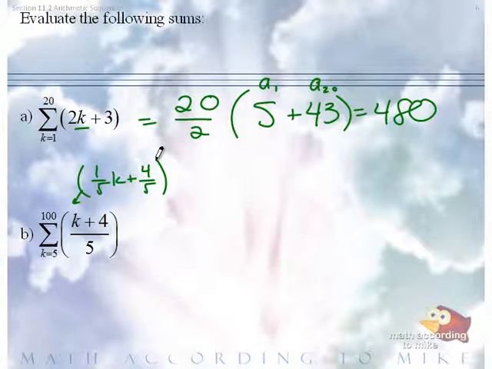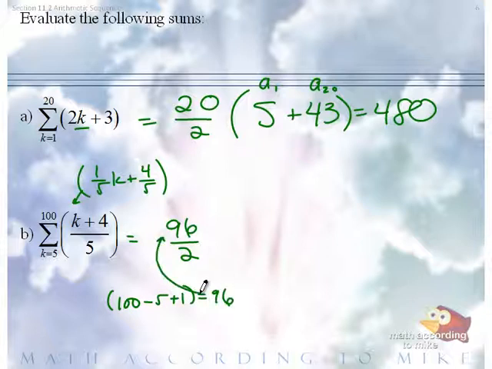So if you count from 5 to 100, how many numbers is that? 96, because that's that 100 minus 5 plus 1 ordeal that we had earlier. So 100 minus 5 plus 1 is 96.